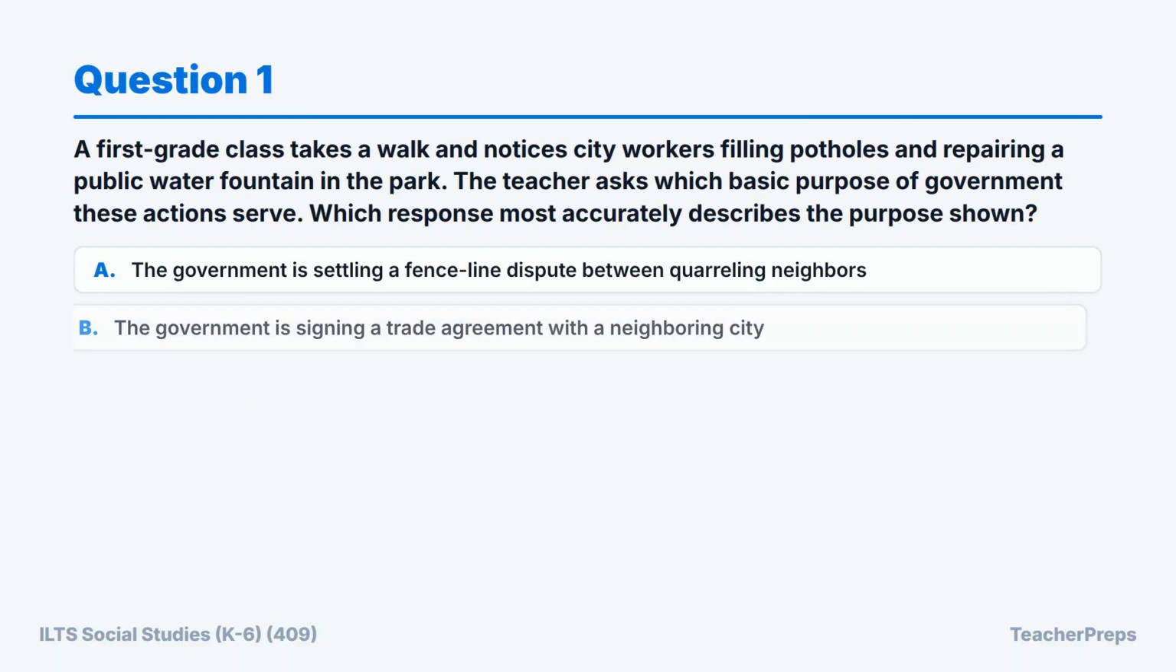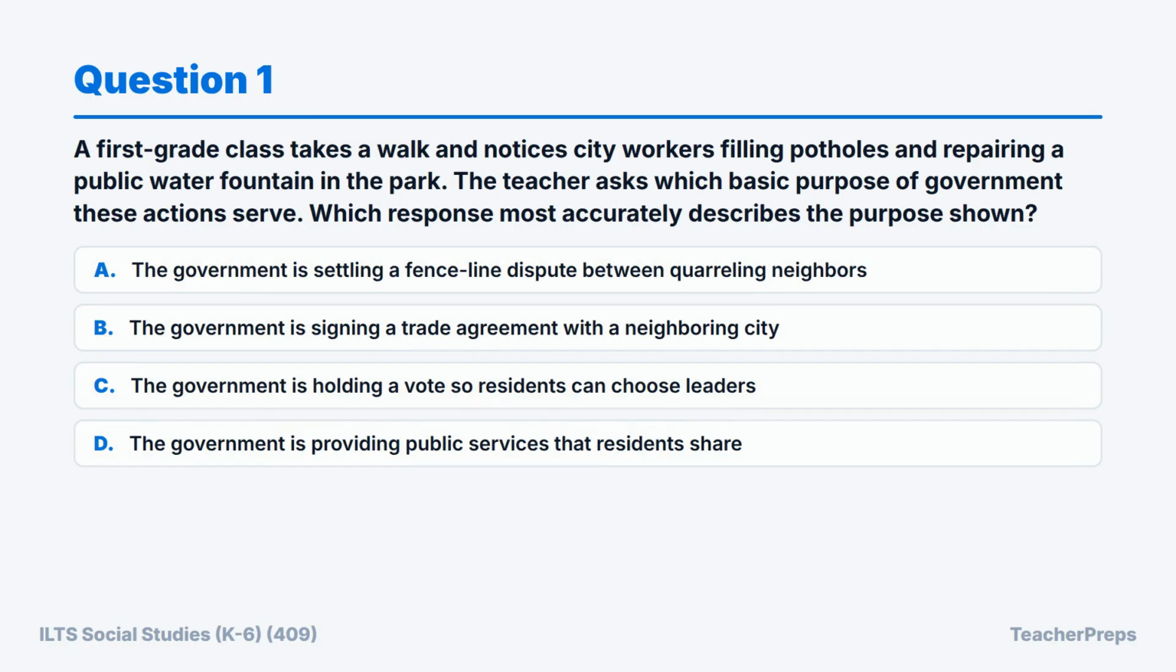Question 1. A first-grade class takes a walk and notices city workers filling potholes and repairing a public water fountain in the park. The teacher asks which basic purpose of government these actions serve. Which response most accurately describes the purpose shown? Pause the video and select the best answer.